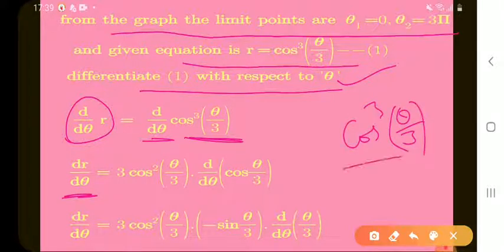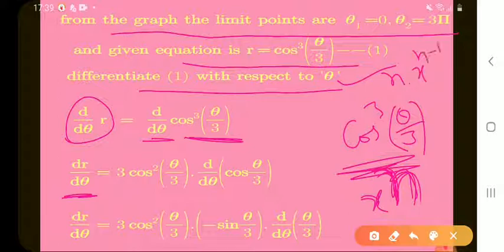First we take this from the x power n formula. What is the differentiation of x power n? n into x power n minus 1. What is n here? 3. So I write 3 into cos power 3 minus 1, that means cos square theta by 3.